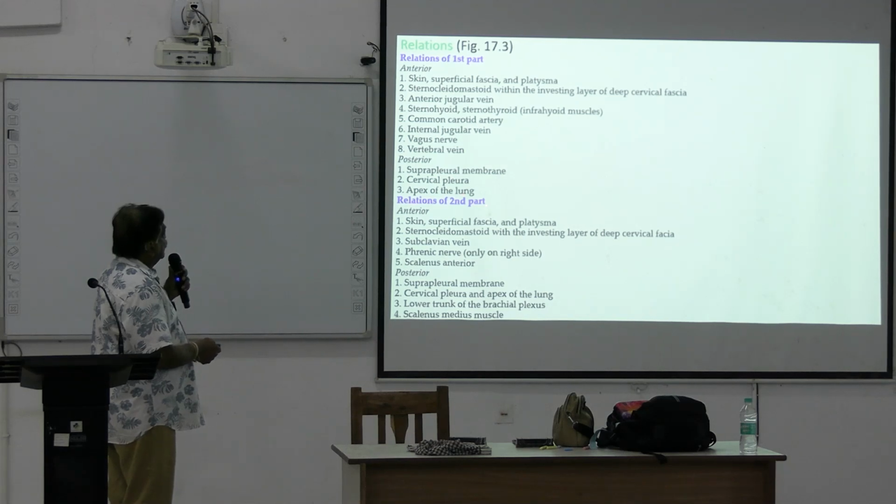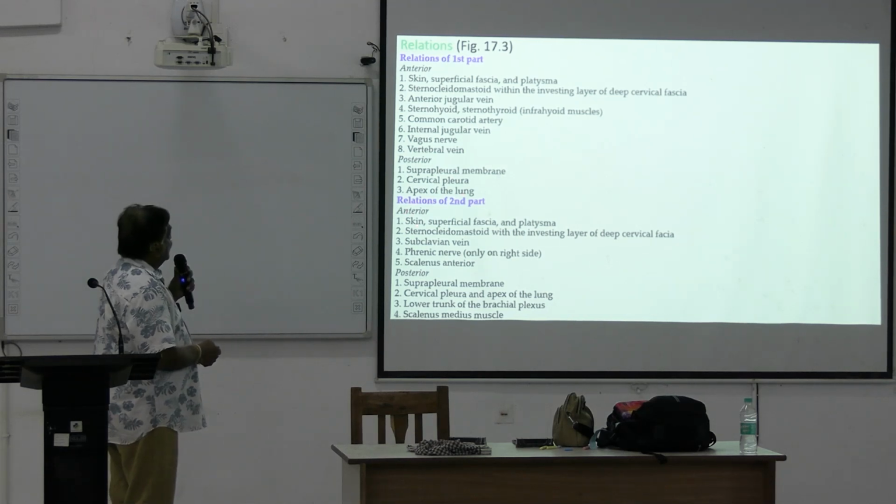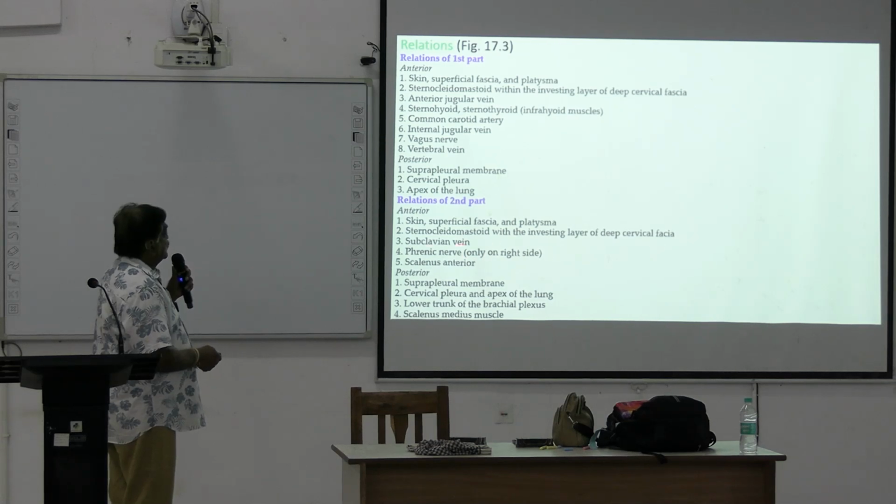Relations of the second part: anteriorly skin, superficial fascia and platysma, sternocleidomastoid with the investing layer of deep cervical fascia, subclavian vein, phrenic nerve only on the right side. Now this is important: phrenic nerve on the right side, scalenus anterior muscle. Posteriorly, suprapleural membrane, cervical pleura, apex of the lung, lower trunk of the brachial plexus, scalenus medius muscle.